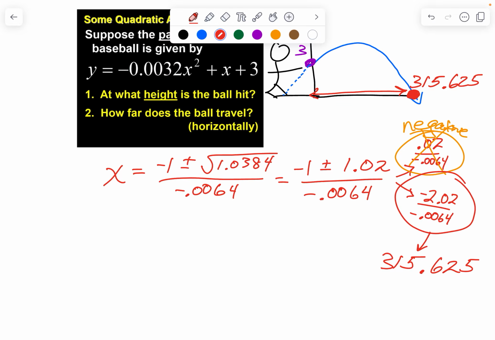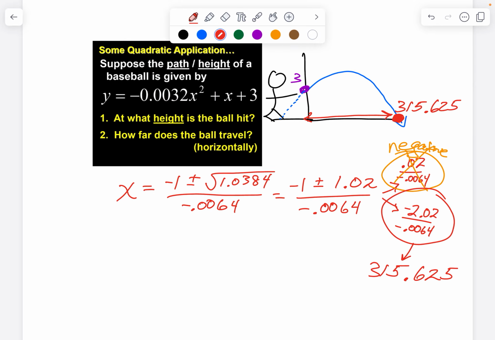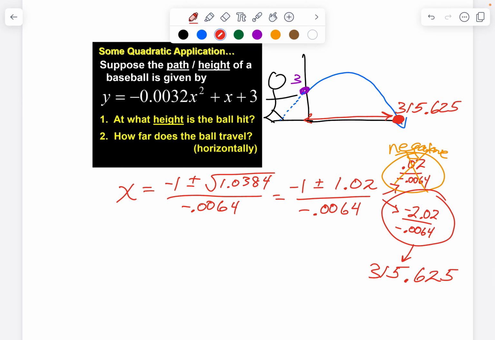Okay, this is probably in feet. I guess it didn't really say that it was in feet, but pretty good idea that somebody slugged that ball 315 feet. Might be a home run. All right, application. Just trying to connect the 5-point method to an application problem.